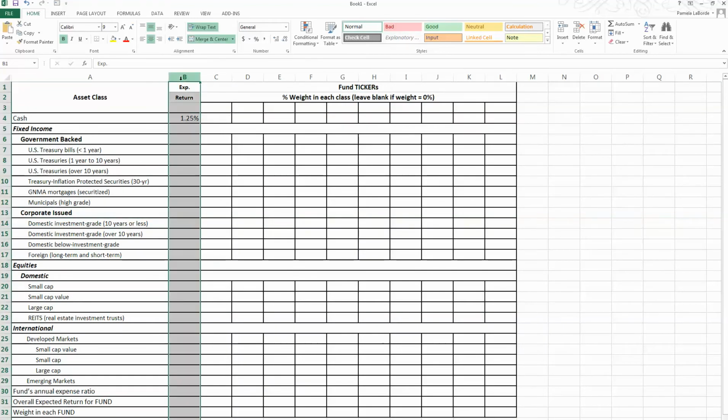Now I need to input the expected return for each asset class. Not every fund that my demo people invest in contains bonds, and not every fund has real estate investment trust, for instance. I simply put all the asset classes that were listed on a particular website on this table so that you could fill them in if your funds had them, but you can leave them blank if your funds don't have these asset classes.